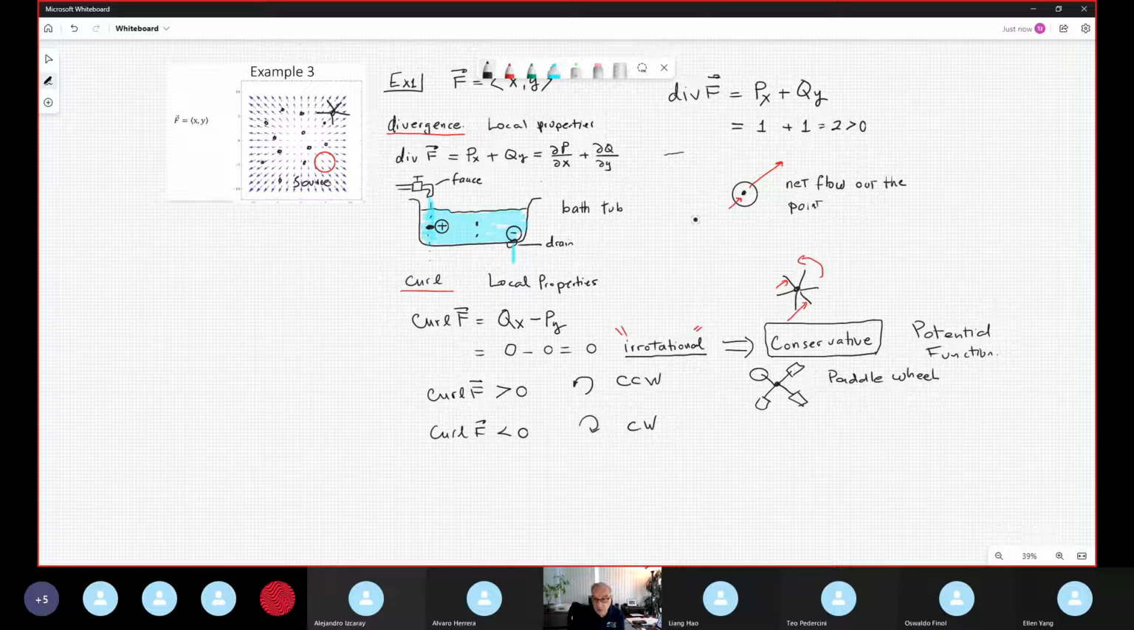And conservative means that we can find a potential function. What is the formula? What is the idea? What is the strategy? Okay, the strategy is that this vector field comes from the gradient of phi. Phi is a scalar function. Phi is the potential function.